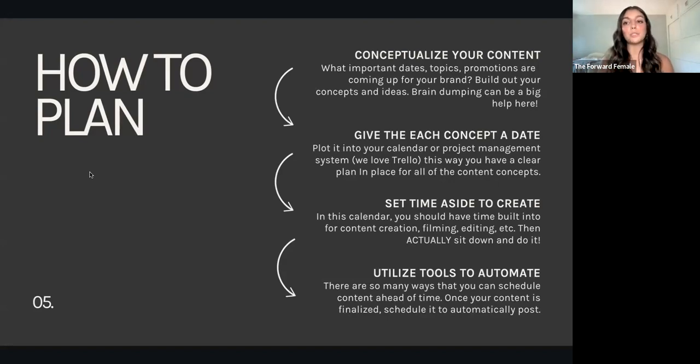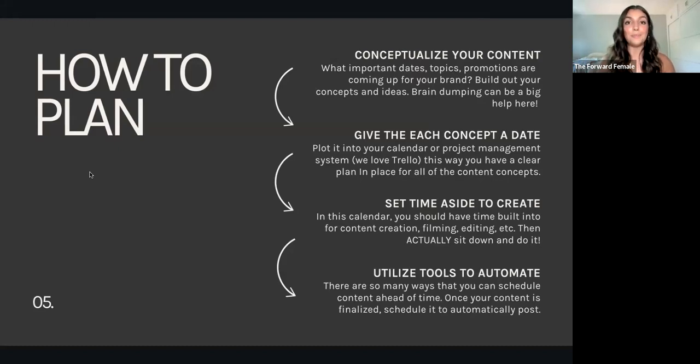So build out your concepts and ideas, brain dump them out. Schedule out some time for you to just really brain dump and let out every idea that you could possibly have. Get in a creative space, brew yourself a coffee, get all of the things that are going to bring you so much joy and put you in a good headspace, and brain dump it all out. Then once you brain dump everything out, you want to give each concept that you are happy with and want to move forward with a date.